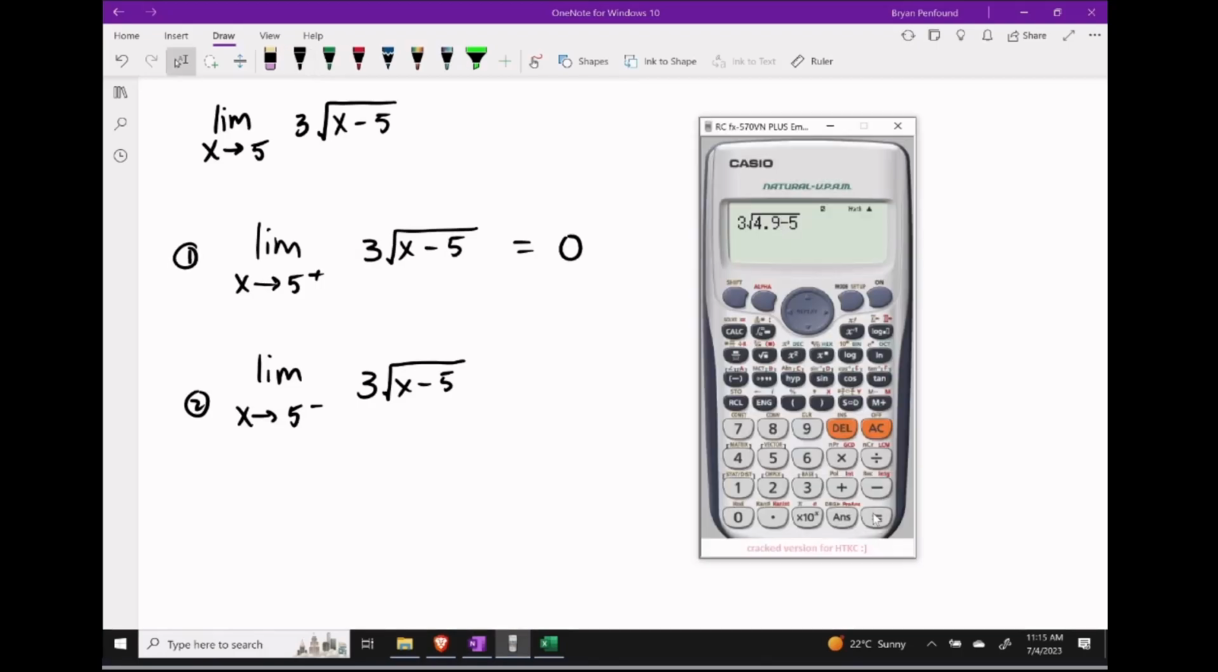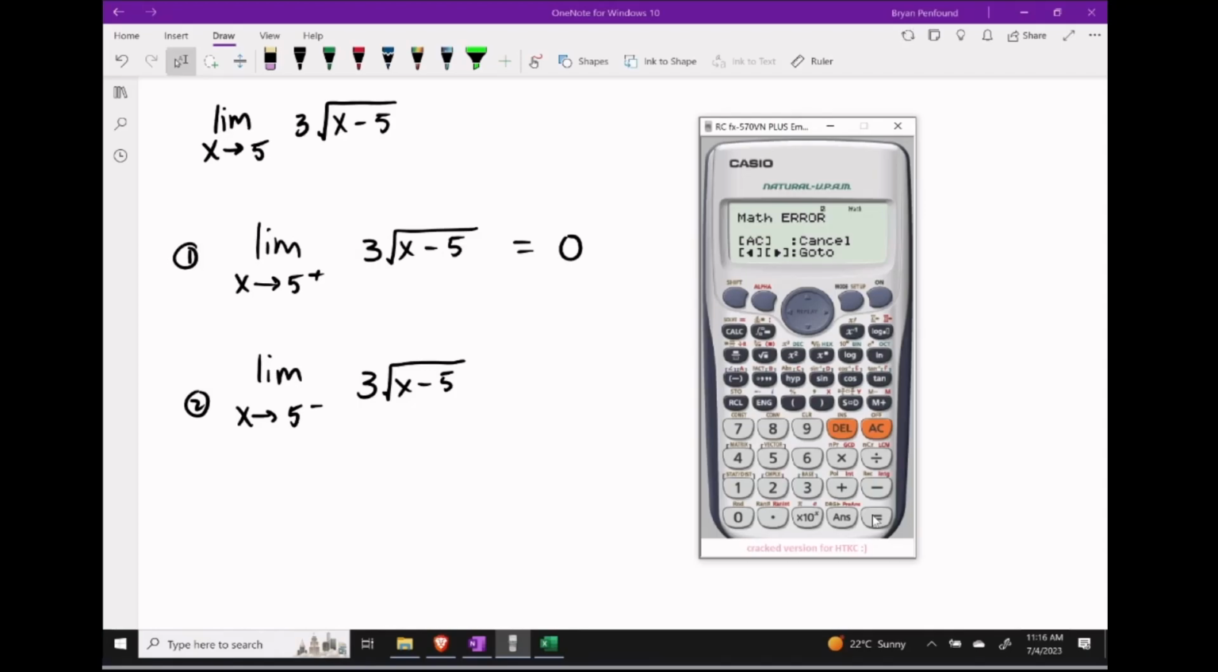Let's go ahead and start to work with our second limit. So we're going to try to approach 5, but from the left side of 5, or values a little bit less than 5. So let's try beginning with something like 4.9 and see what happens. And I do get an error on my calculator. That's because 4.9 take away 5 is a negative value, and I cannot have a negative value inside of the square root symbol, at least for real numbers.